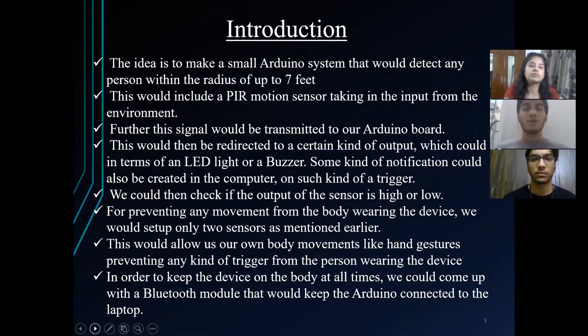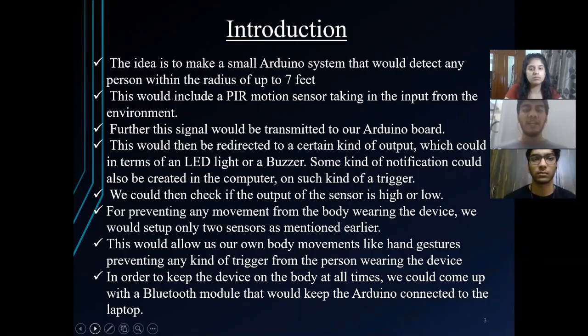The idea was to make a small Arduino system that could detect any person within a radius of up to 7 feet. This would include a PIR motion sensor taking in the input from the environment. Further, this signal would be transmitted to our Arduino board. This would then be redirected to a certain kind of output. This could be anything like a LED light or a buzzer. This is just a type of notification that can be given to the person to notify him that another person is close to him. We could then check if the output of the sensor is low or high.